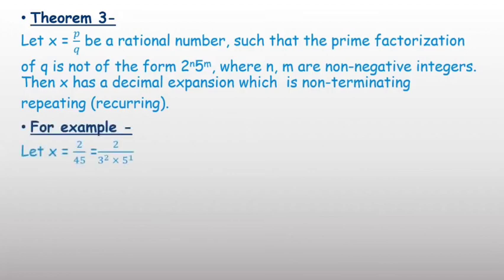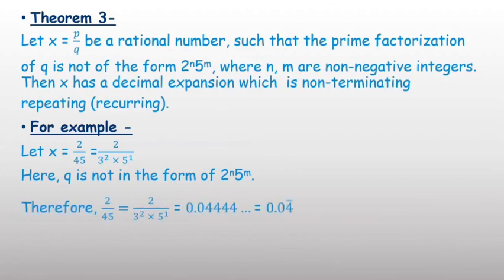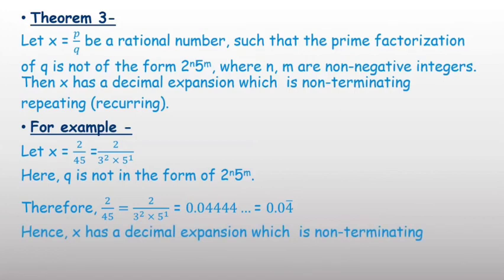For example, 2 upon 45, meaning 2 upon 3 power 2 into 5 power 1, which is not in the form of 2 power n into 5 power m. Now, if you divide 2 by 45, you will get 0.0444 up to an infinite number of times. Meaning 4 is repeated here an infinite number of times, or which you can write as 0.04 bar. Meaning it is a decimal expansion but non-terminating and recurring.